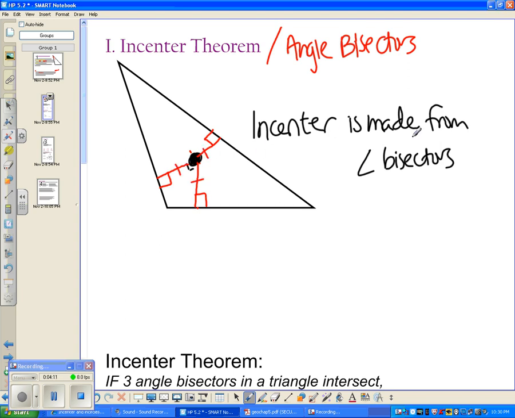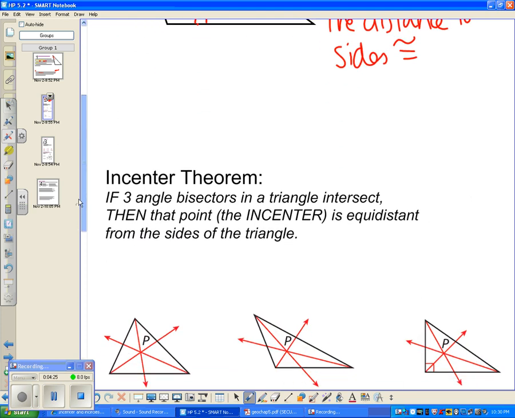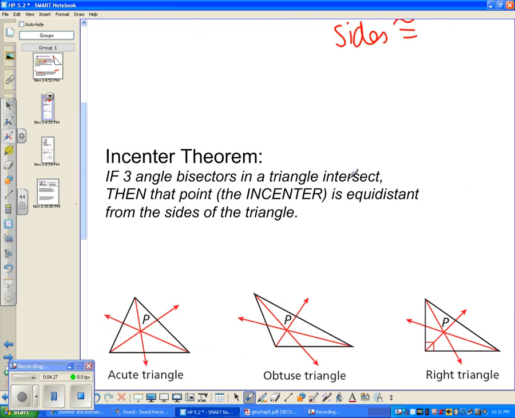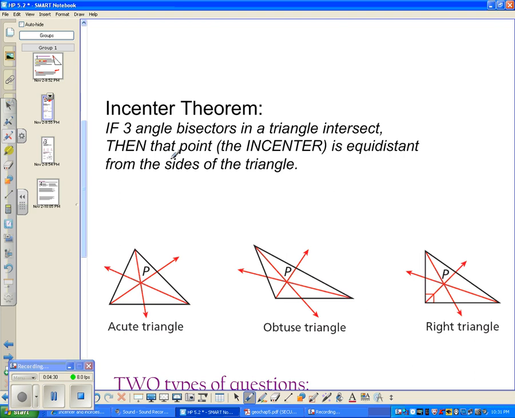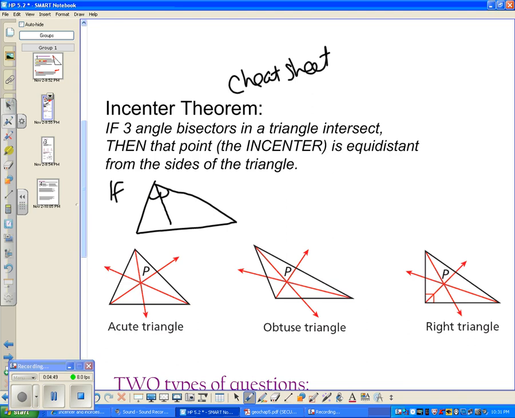So the incenter is made from angle bisectors, and importantly, the distances to the sides are always congruent, and that's why the incenter is important. So the incenter theorem basically says that if we have 3 angle bisectors in a triangle that intersect, which they always do, then that point, the incenter, is an equal distance from the sides of the triangle. If I wanted to draw pictures on my cheat sheet, because this should go on your cheat sheet, then I would say if I have a triangle and I have angle bisectors. So for me, I would go like this.